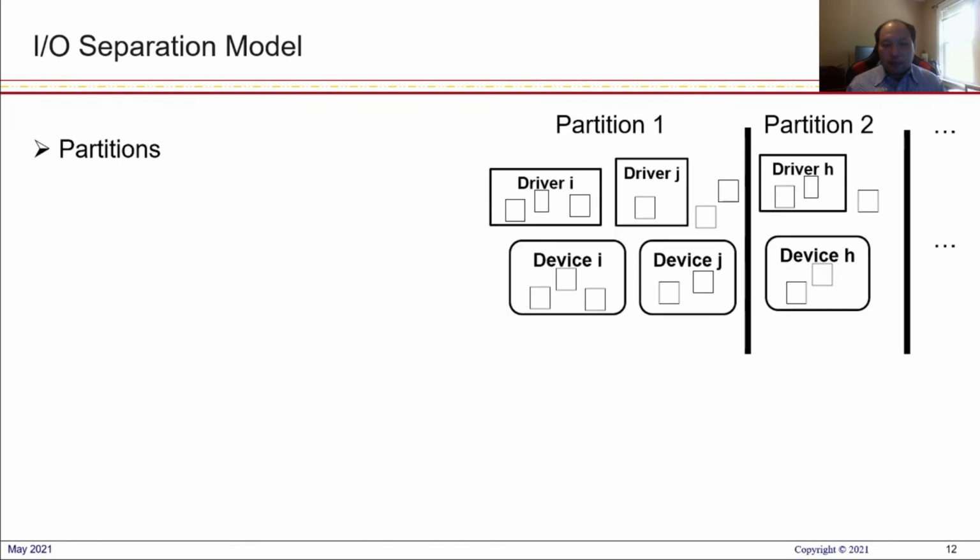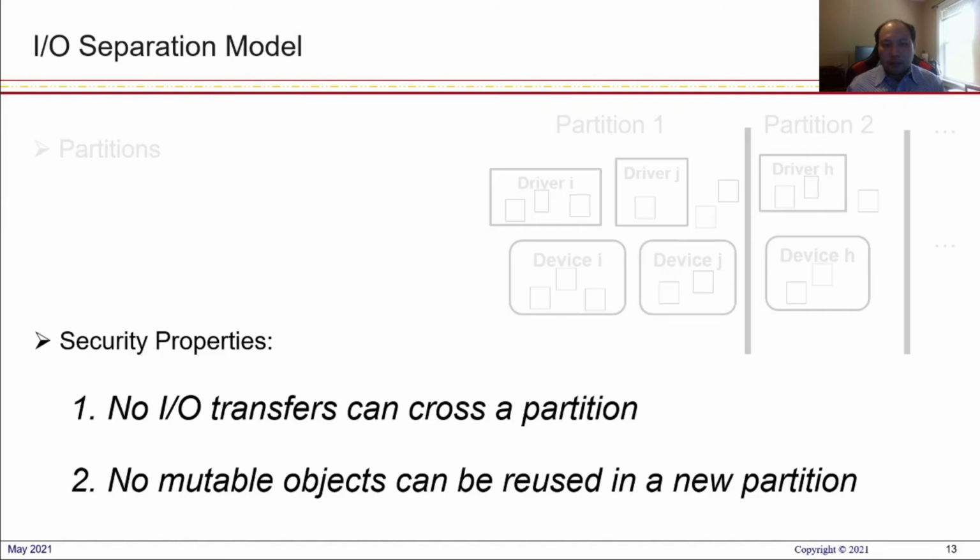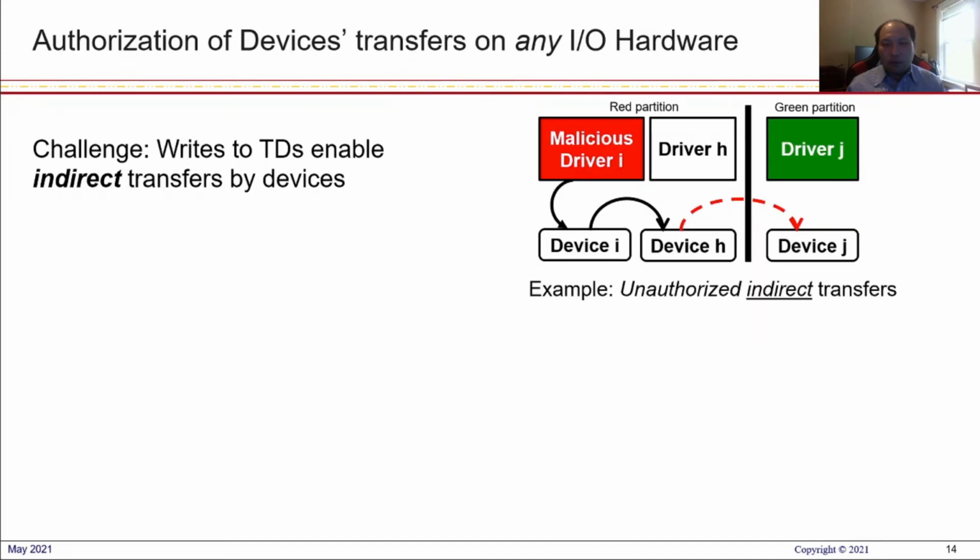The subjects and objects belong to different partitions. Thus, I/O separation is defined as no I/O transfers can cross a partition and no mutable objects can be reused in a new partition. However, I/O hardware with inadequate transfer authorization poses a challenge in authorizing indirect transfers by devices. That is, once drivers write to TDs to initiate indirect transfers, I/O hardware cannot prevent these transfers from crossing partitions.